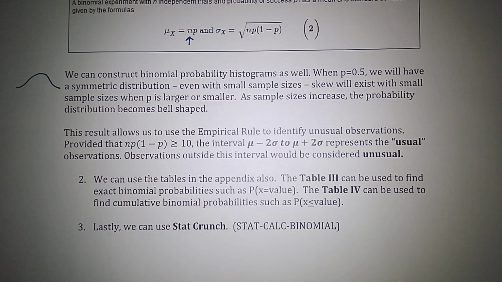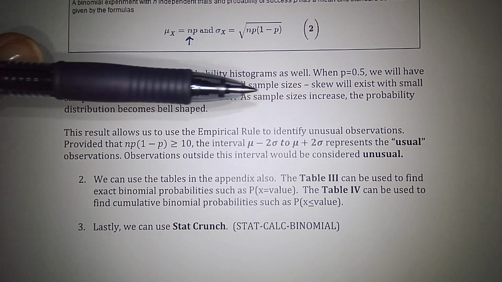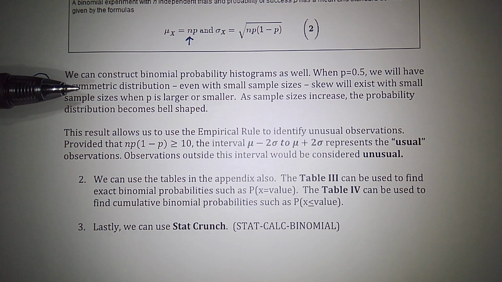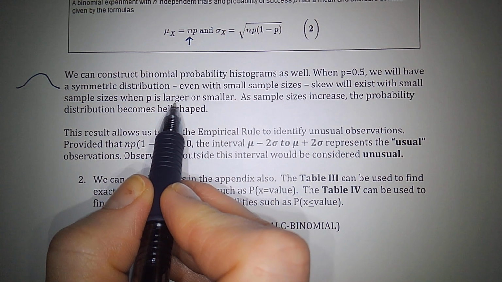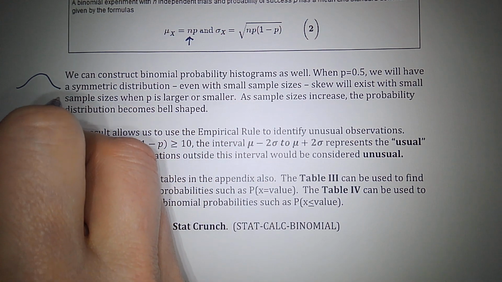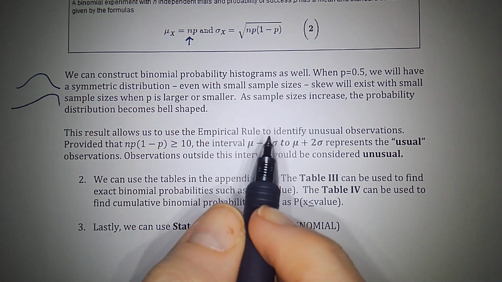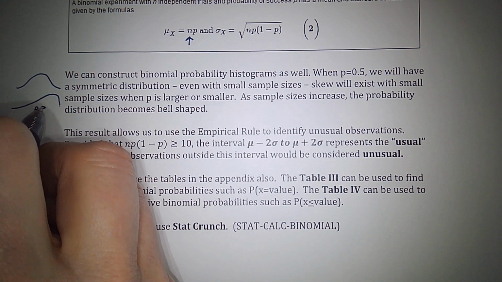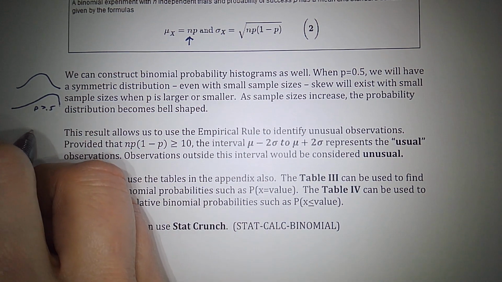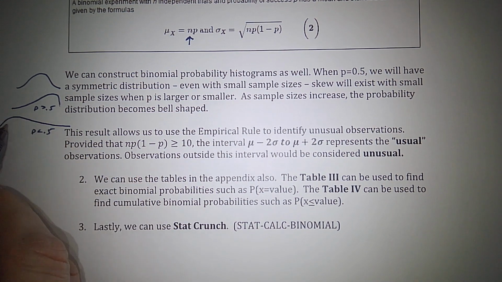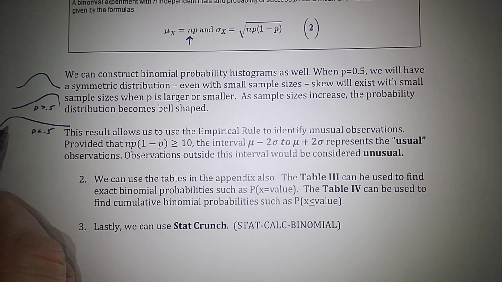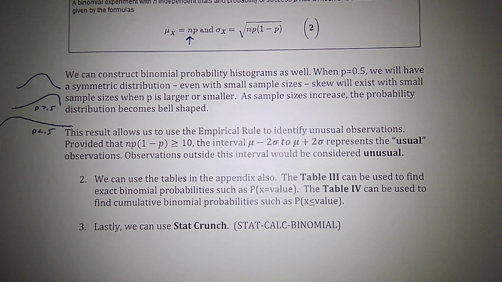Even with small samples, skew starts to exist with small sample sizes when p becomes much larger or smaller. If p is a large number, or the probability of a success is maybe closer to 80%, you're going to have more of a skewed left graph. So this is when p is greater than 50%. If p is less than 50%, you're going to have more of a skewed right graph. So you're going to expect most of your data to be over here to the left-hand side, where the likelihood is going to be smaller than 50%, but you'll still have those outliers to the side.